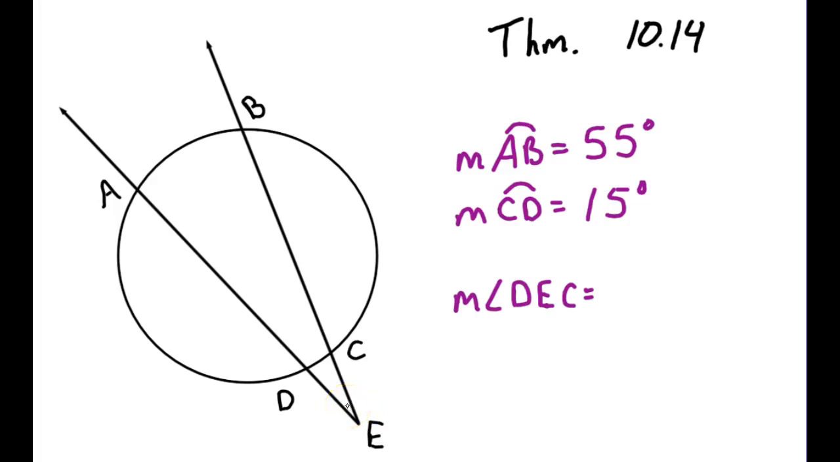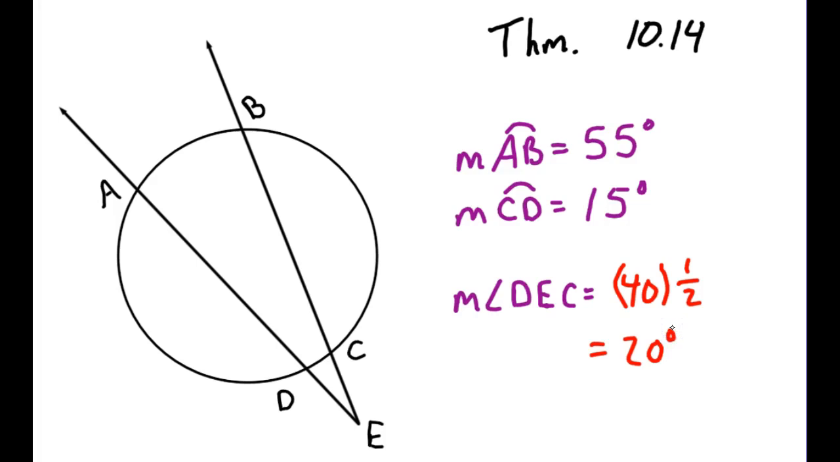So what this theorem tells us is, if we find the difference between arc AB and DC, and then multiply that result by 1/2, that's going to give us this angle. So if we take 55 minus 15, we get 40, and then we have to multiply that result by 1/2. So we get the measure of angle DEC is going to be 20 degrees.